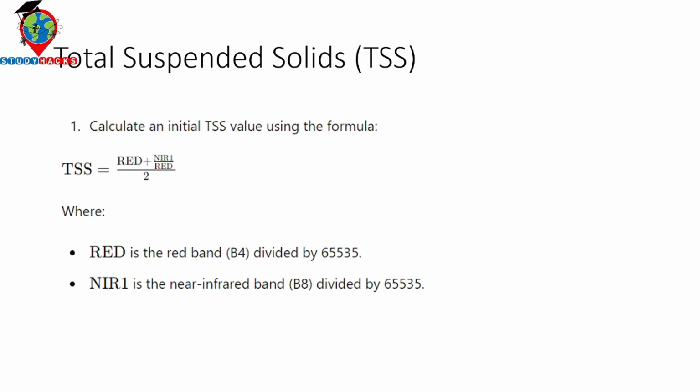and also you can see another thing, the total suspended solid. This is the formula for the total suspended solid: red plus near infrared 1 divided by red, then divided by 2. This formula computes the total suspended solid, where red is the red band, divided by this value for rescaling or resampling the pixel value, as well as near infrared 1, which is B8 for Sentinel-2 satellite imagery, divided by this value for resampling, the scale factor. We can easily use this formula and then calculate the total suspended solid.